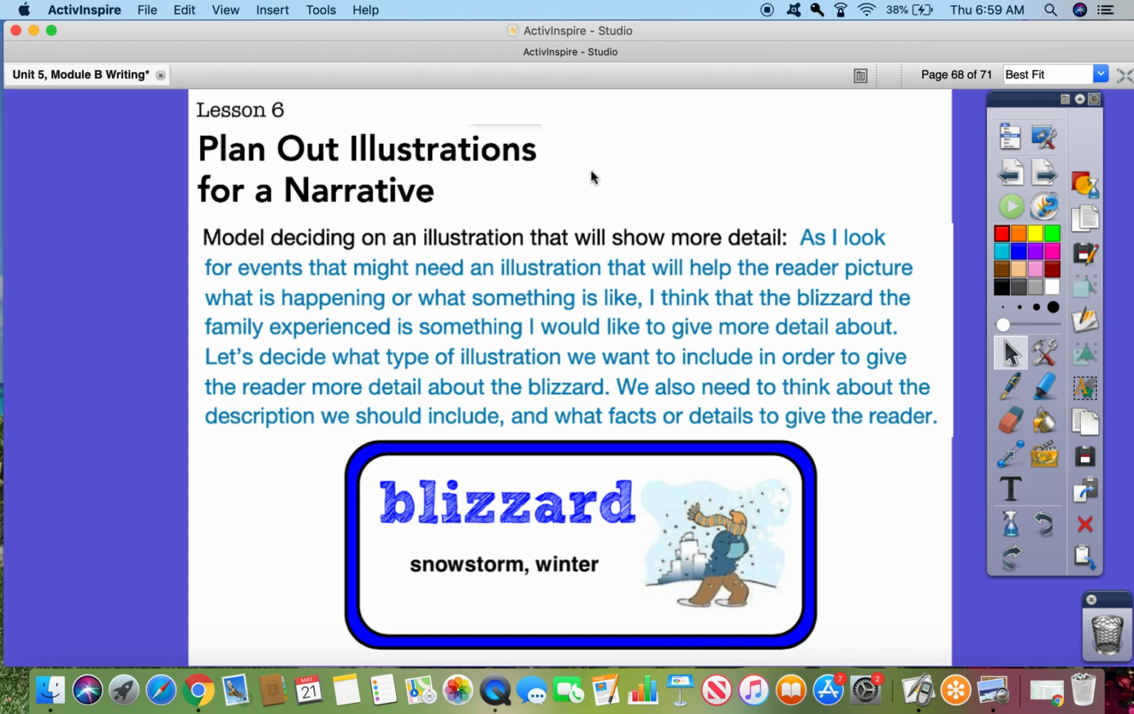Let's decide what type of illustration we want to include in order to give the reader more detail about the blizzard. We also need to think about the description we should include and what facts or details to give the reader. Remember, blizzard is one of our vocabulary words. It means a snowstorm during the winter. If you remember, a way to remember this word is that the word bad begins with the letter B. Blizzard also begins with the letter B. So a blizzard is a really bad snowstorm.